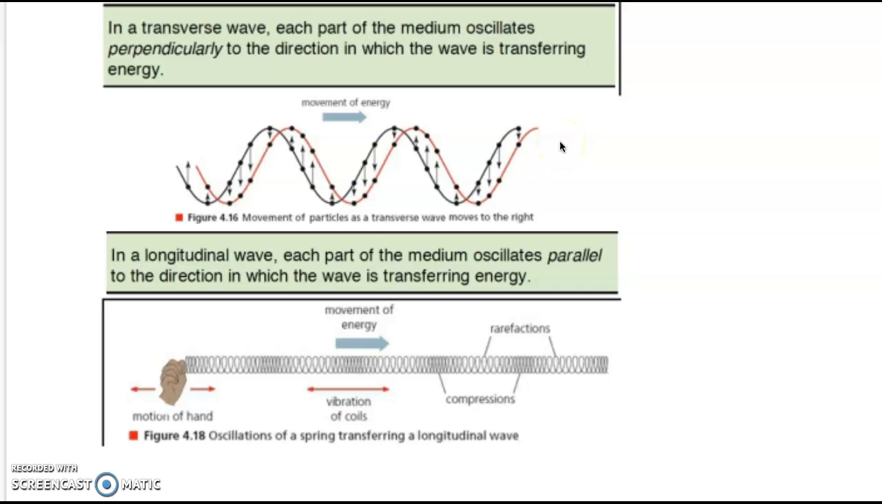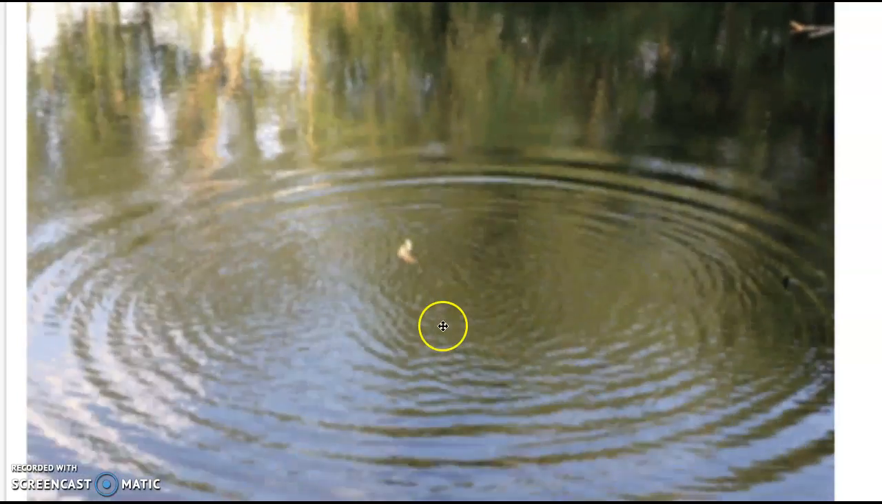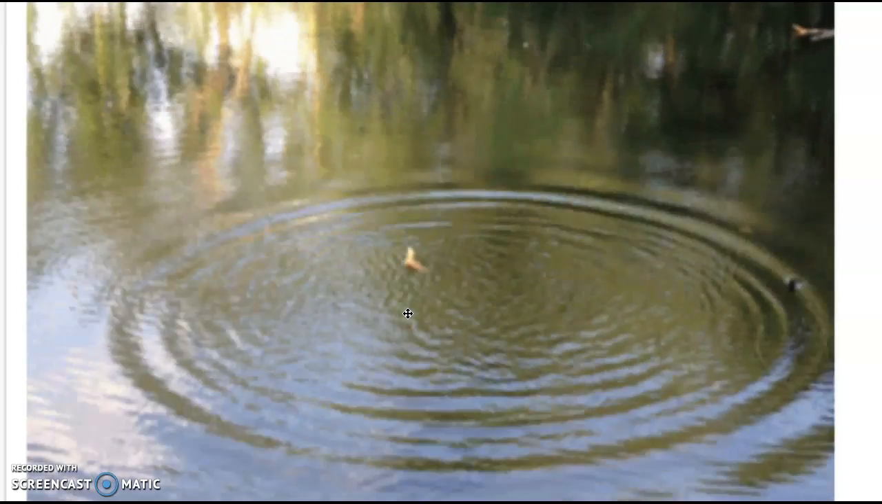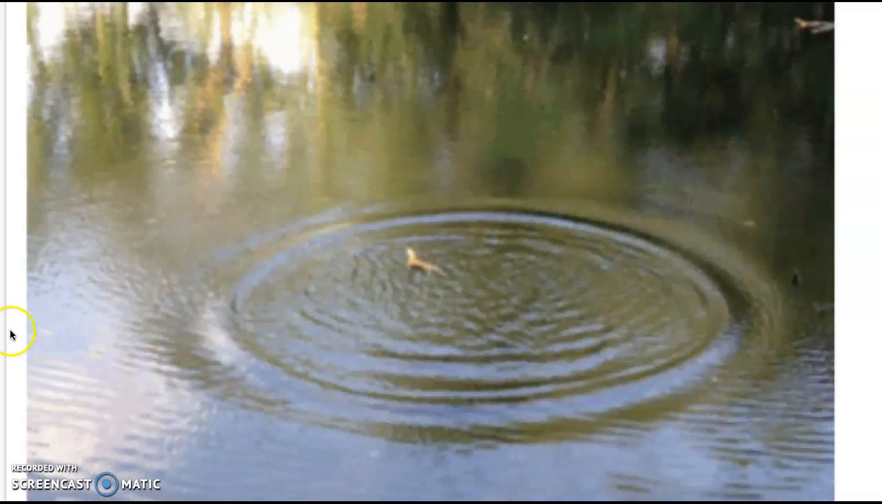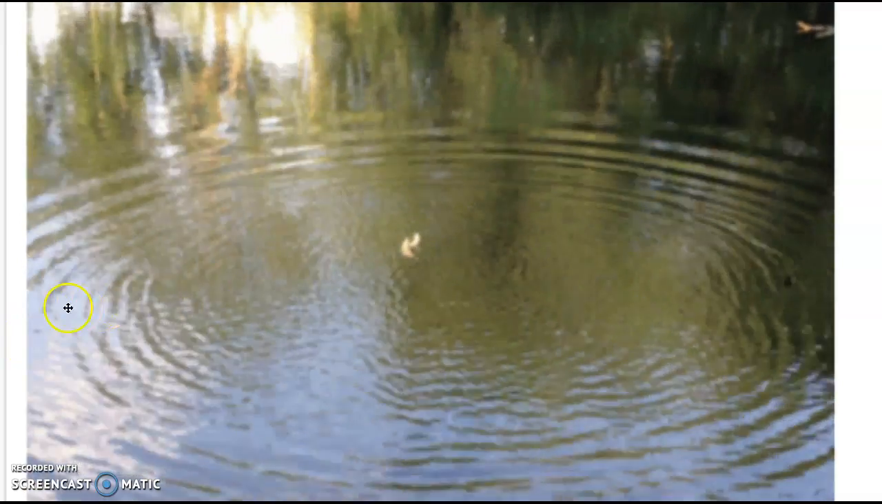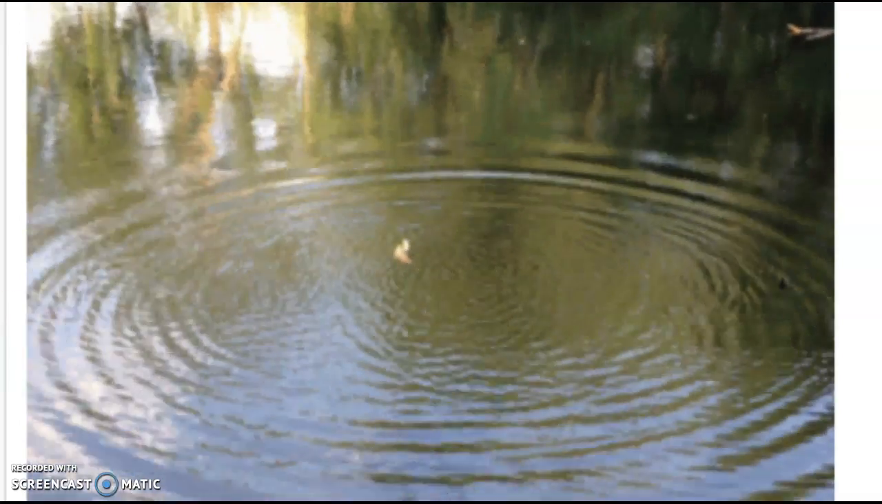Or you can have a progressive wave which is longitudinal, so that the particles are vibrating backwards and forwards in the same direction as the movement of energy. So if we have a look at our water wave here, this is transverse, the water's moving progressively this way, taking the energy with it away from the source.